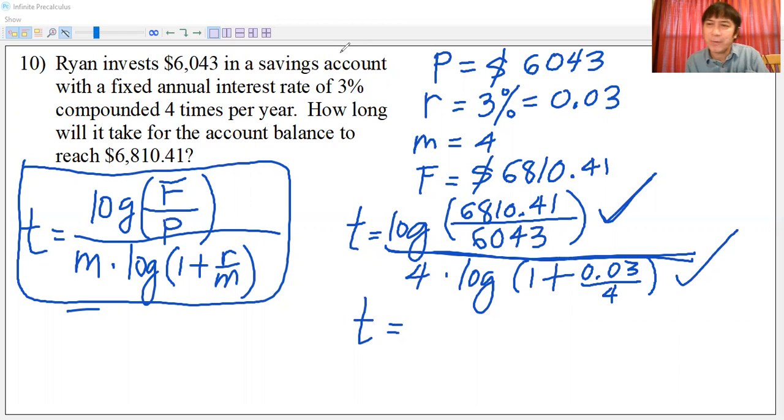So let me compute. That will be a logarithm of 6,810, and then the other number is 6,043.